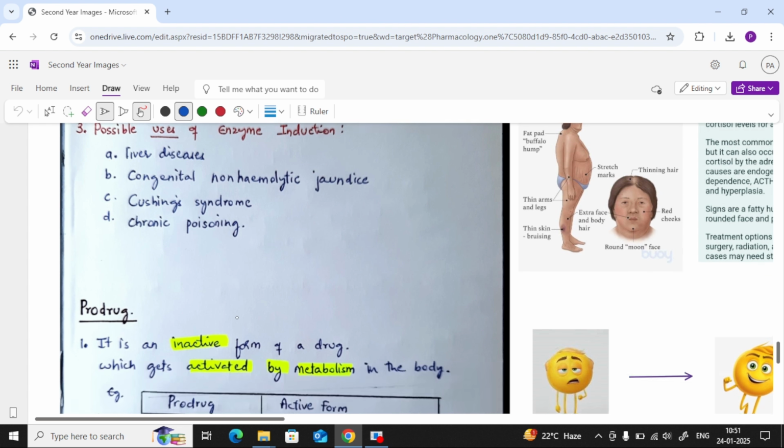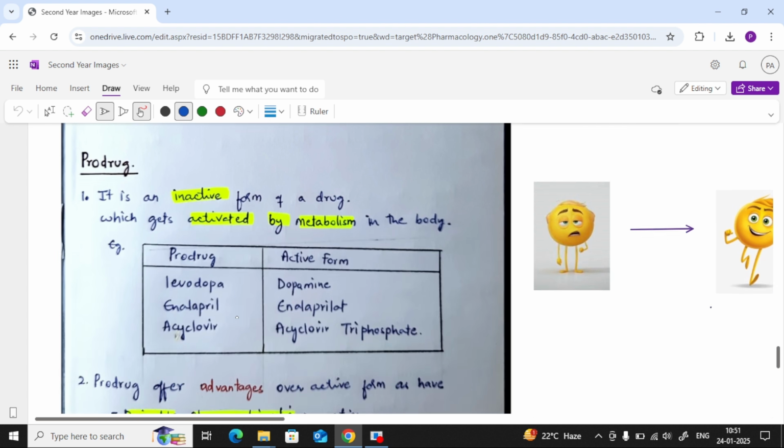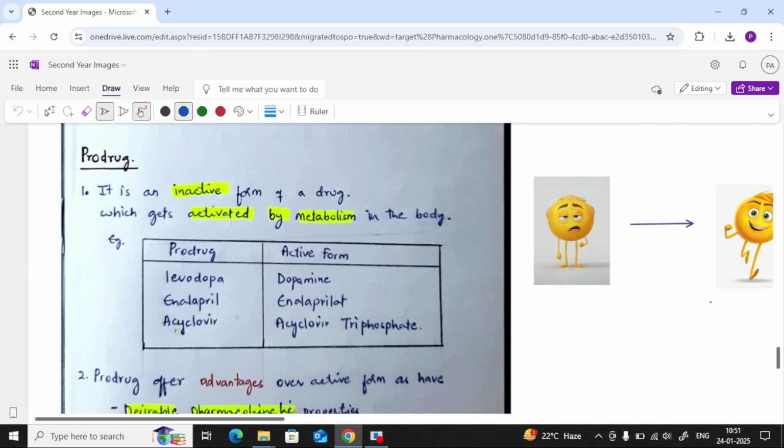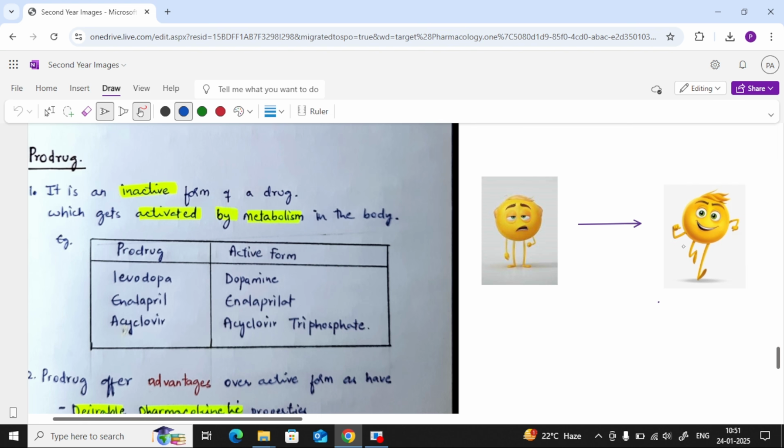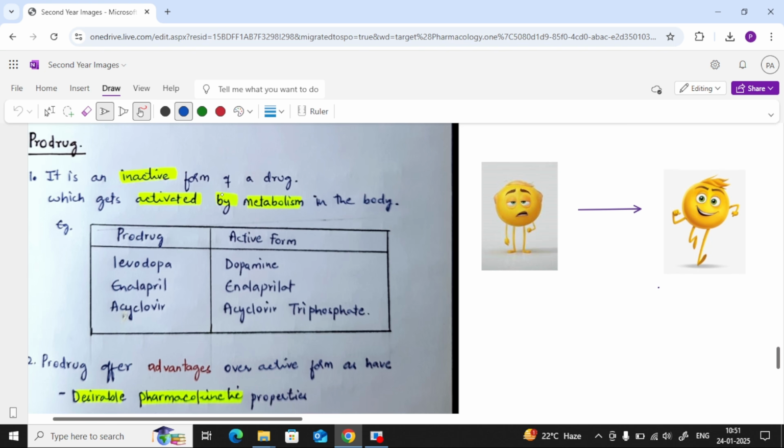Now let's move on to the next question, that is the prodrug. Actually, we already understood what a prodrug is. So what is a prodrug? A prodrug is an inactive drug, an inactive form of a drug. This prodrug is activated by metabolism in the body.